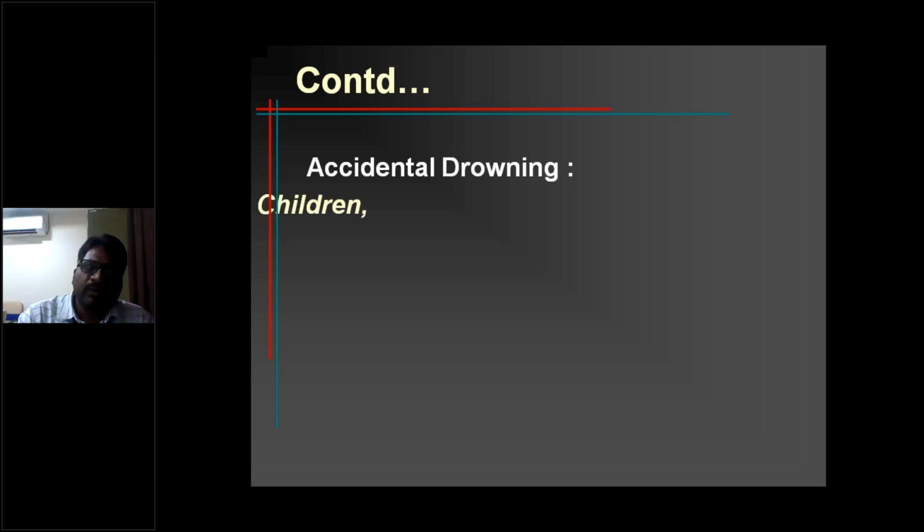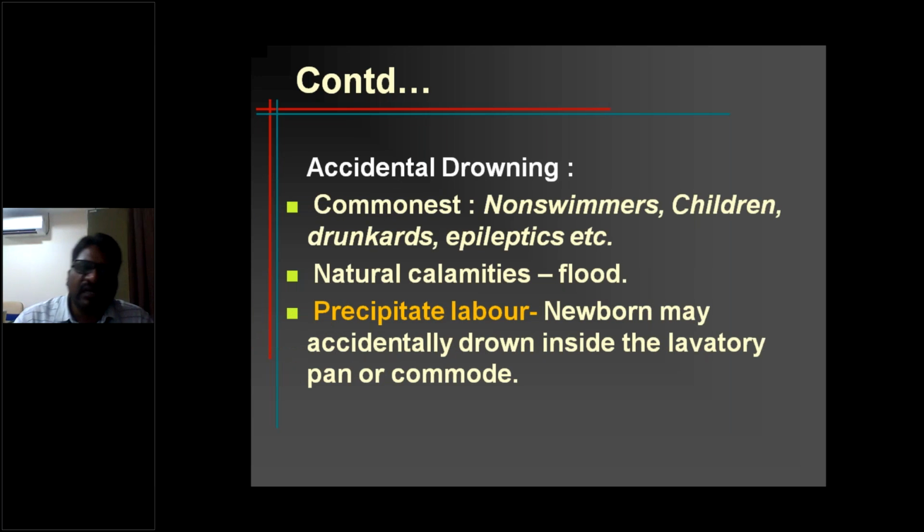Next, come to the accidental drowning. It is commonest in non-swimmers, children, drunkards, and epileptics. Non-swimmers, whenever they fall into the water in floods or accidentally, automatically die because of drowning. Children can't swim, and drunkards are unconscious or incapacitated persons. They may fall into the water, can't come up, and will be dead in an accident. Natural calamities like floods also cause accidental drowning.